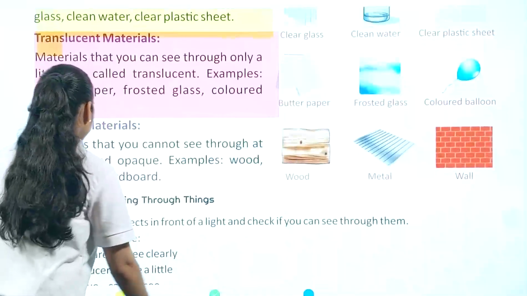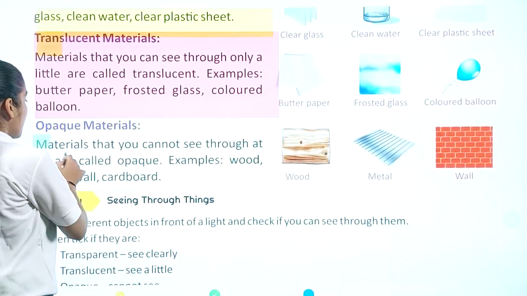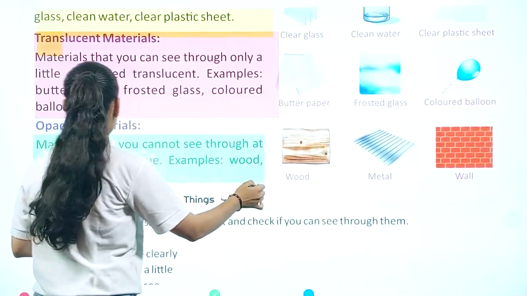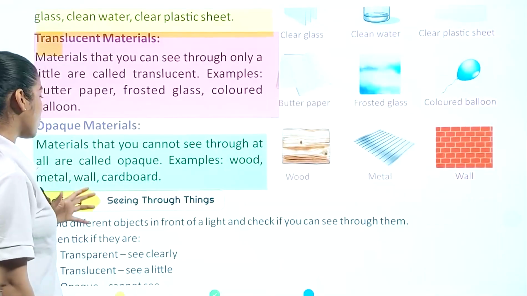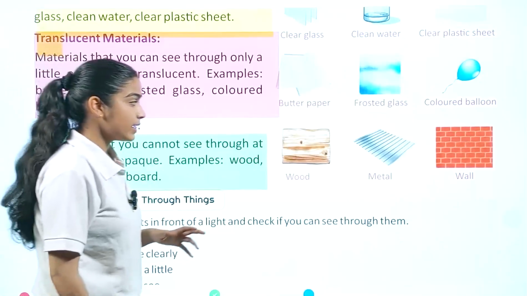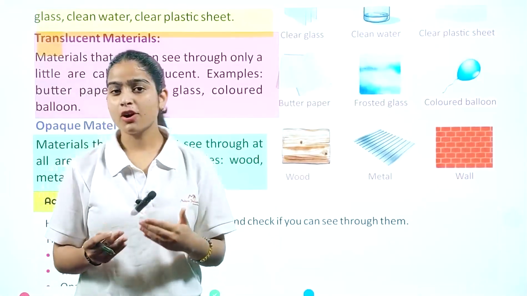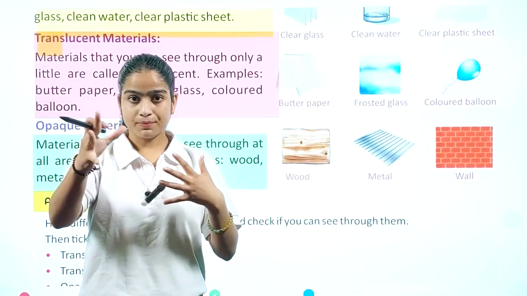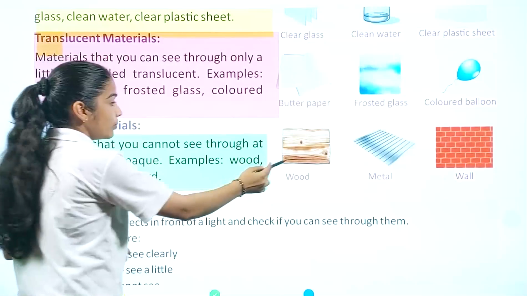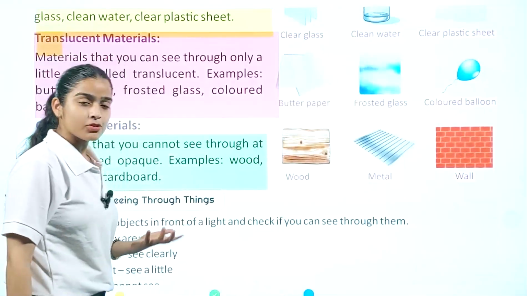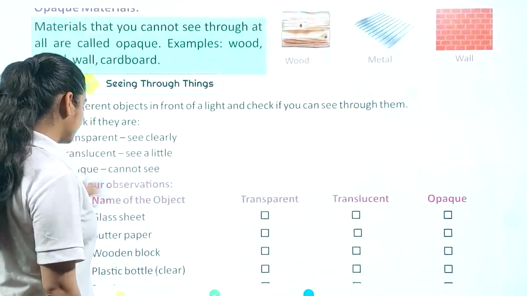Next, we have opaque materials. Materials that you cannot see through at all are called opaque. Examples: wood, metal, wall, cardboard. So those materials which we cannot see through are referred to as opaque materials. Wood, metal and wall are examples of opaque materials.